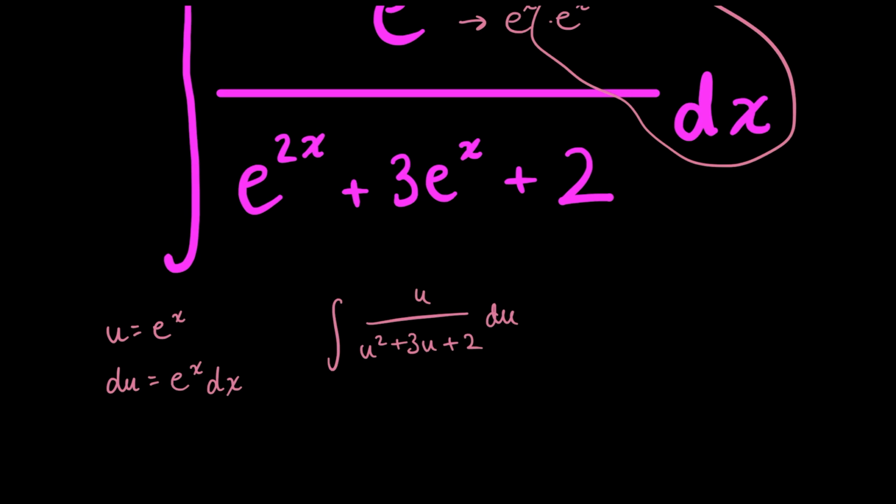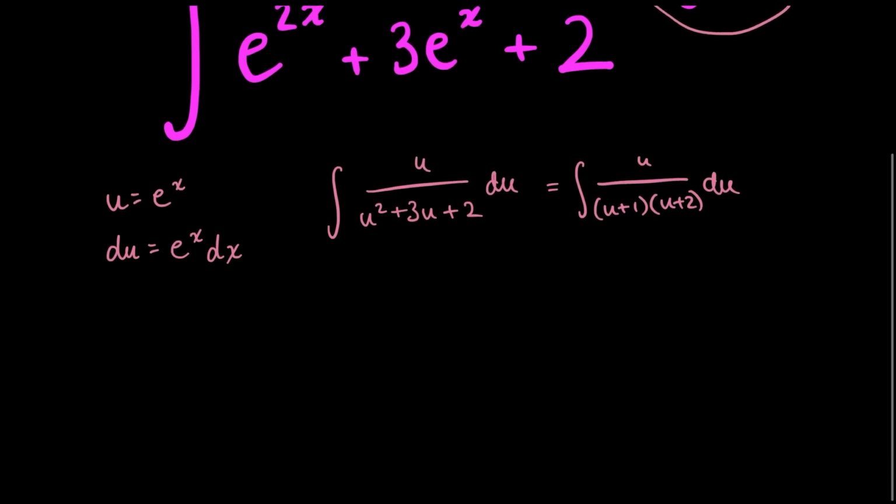Now this integral looks a little more familiar to us. I noticed that I have a function that I can factor in the denominator. It's a quadratic. So if I factor it, it's u over u plus 1 times u plus 2. And now I could start decomposing this. So this turns into a partial fractions decomposition integral. So now I will be giving two arbitrary constants. I'll have a over u plus 1 plus an arbitrary constant b over u plus 2.